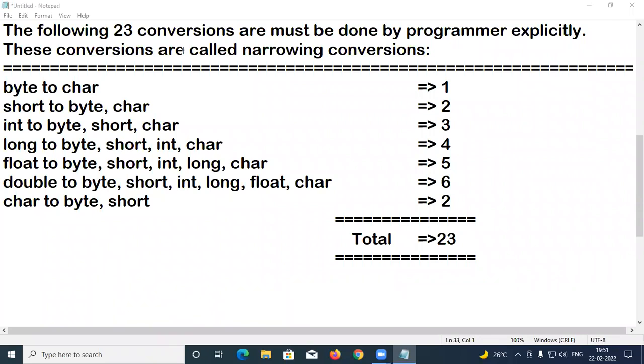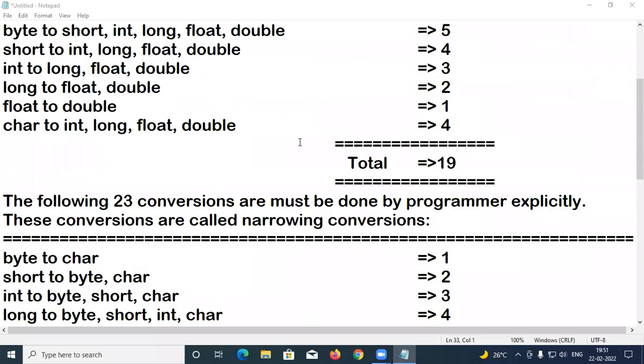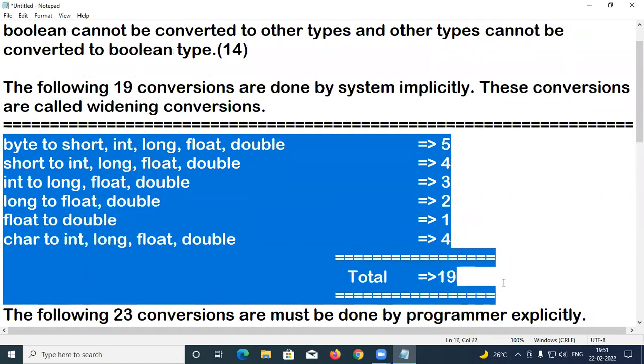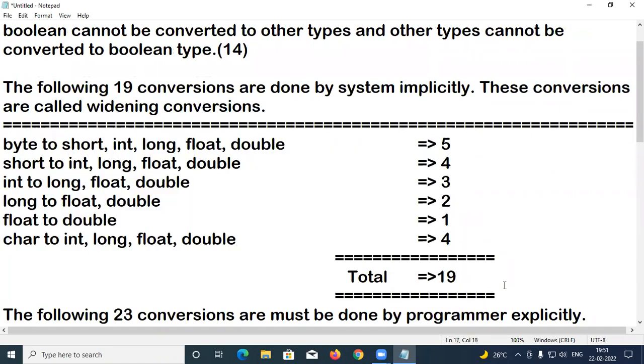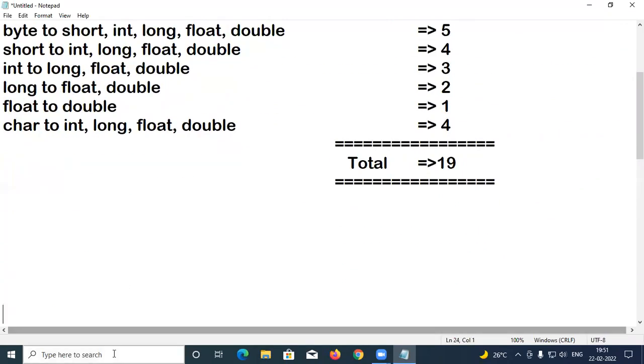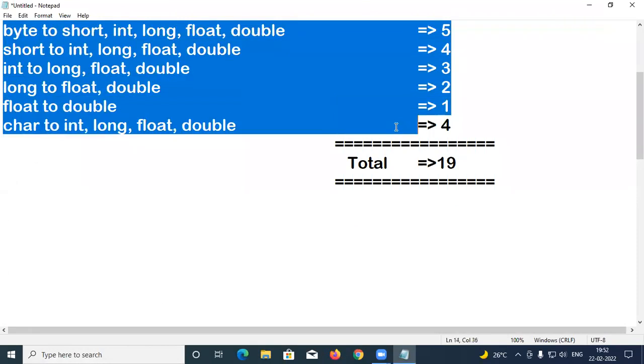In the 42, 19 conversions are automatically done by the system. 23 conversions must be done by the programmer, otherwise error. If you remember these 19, the remaining 23 you need not remember, because whatever is not there in the list, that is 23. This is also how to remember.